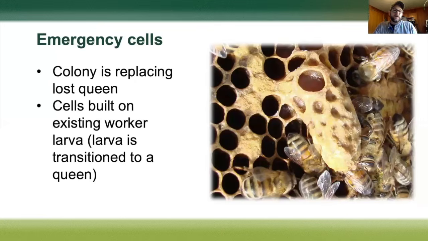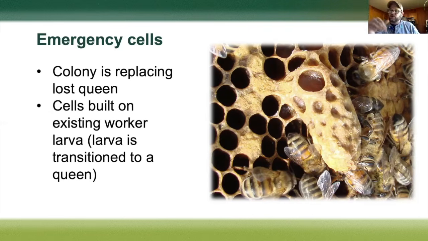Emergency cells. Okay, so an emergency cell is a different situation than a supersedure or a swarm procedure. This means that the colony is replacing a lost queen. There is no queen in the colony. And so what this means is that the queen cannot lay eggs into swarm cells or into queen cups at this point. They have to rear a queen from an existing egg. Now, you can change from a worker to queen while you're in the egg stage, up to that first day of larval stage. But once you get past that, it's too late.